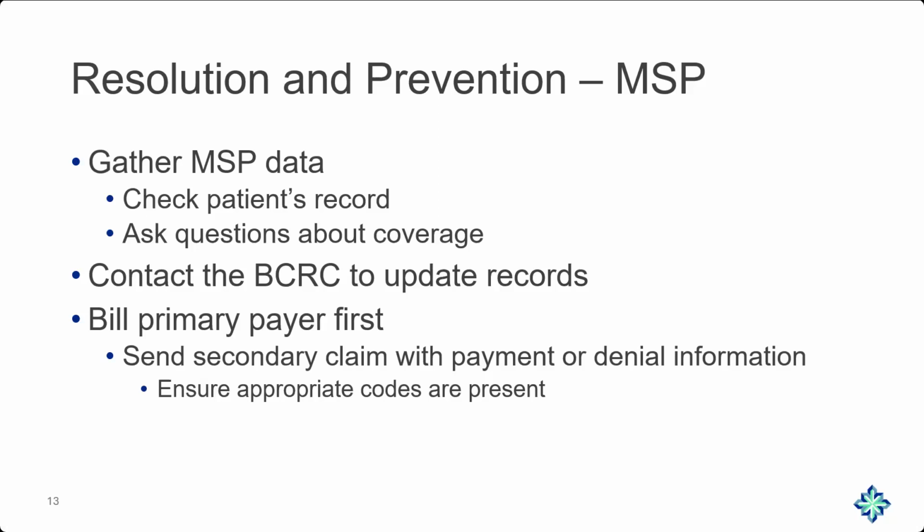Now, in your research, if you determine that your patient does indeed have another insurance that's responsible for the charges, prepare the bill, send it to them, and then send a secondary claim to Medicare that includes the payment or the denial information. If they made a payment, let us know how much it is. That's how Medicare will determine their secondary payment.